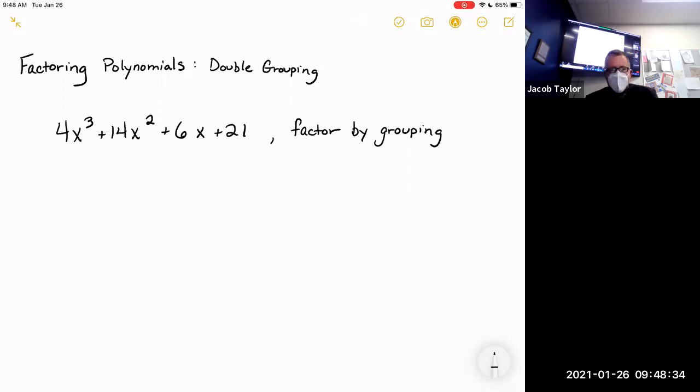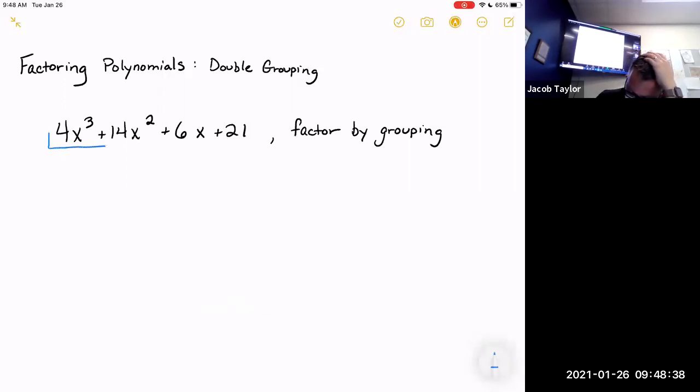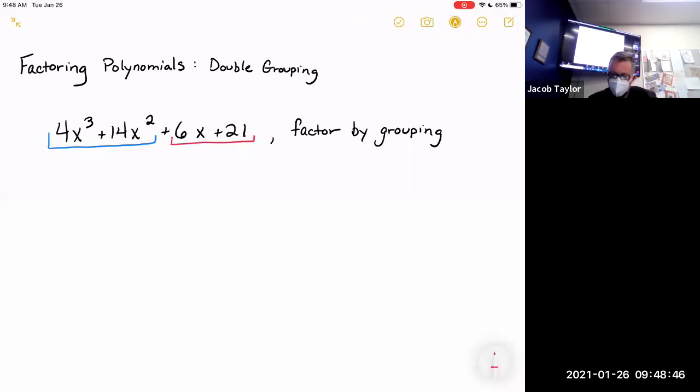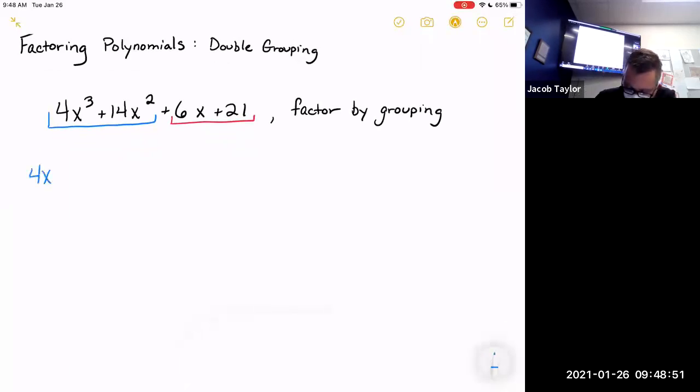When I say grouping, I mean group the first two things together. So these two we're going to group together, and group the last two things together. So I'm going to take those first two things that I grouped together, 4x cubed plus 14x squared, and I am going to factor just those two terms only. So when you look at those two terms, what is the greatest common factor?